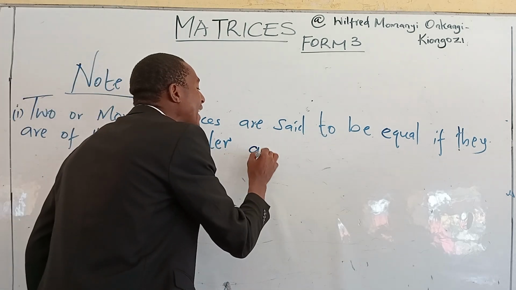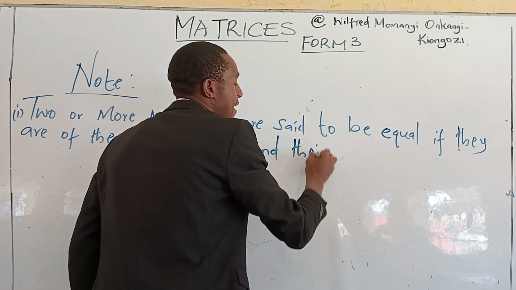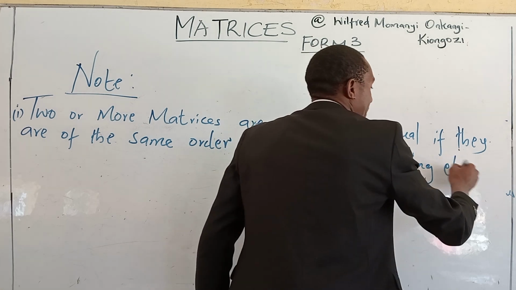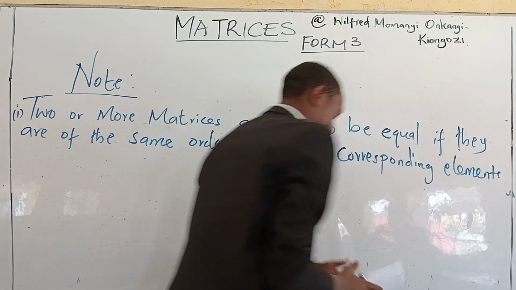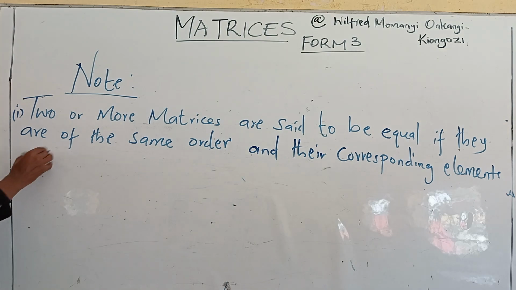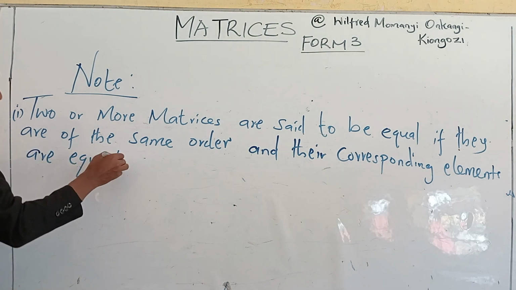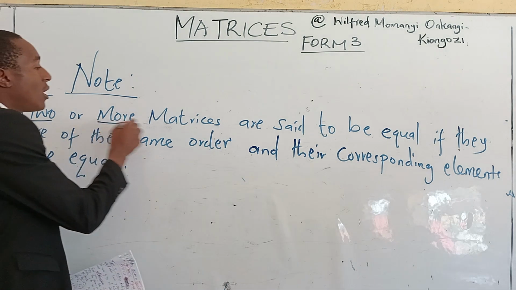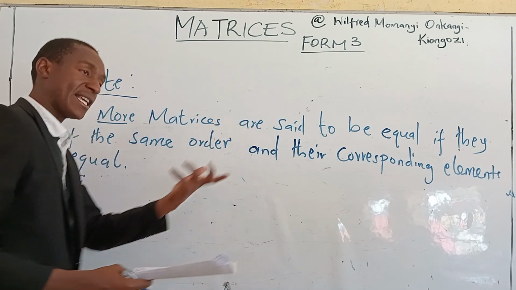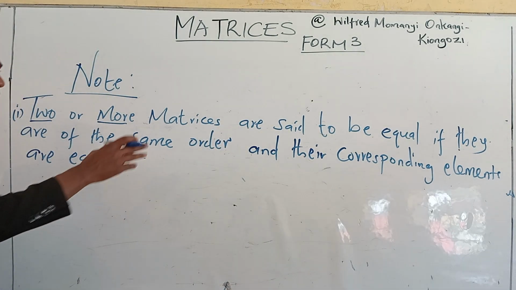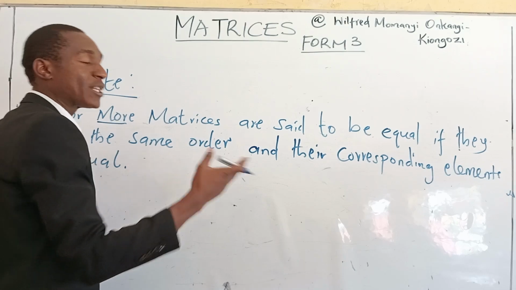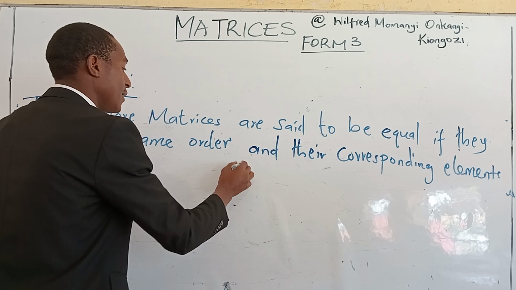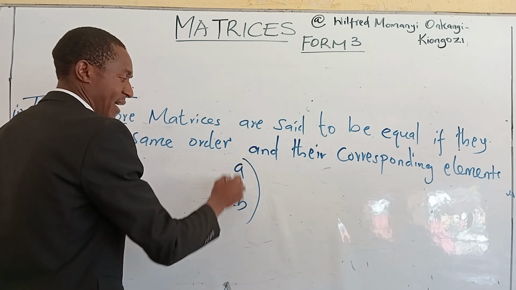And their corresponding elements are equal. So that is when we say two matrices or even more are equal: if they are of the same order. By the way, I need to say something about a different order apart from a 2 by 2. We may have a matrix, maybe A, B, like this.